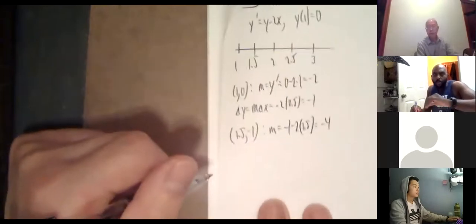Okay, so the new y prime m is y minus 2x, so -1 minus 2 times 1.5. -1 minus 3 is -4. So it looks like it's getting steeper negative. Delta y equals m delta x, which is -4 times 0.5, which is -2. So (2, -3).